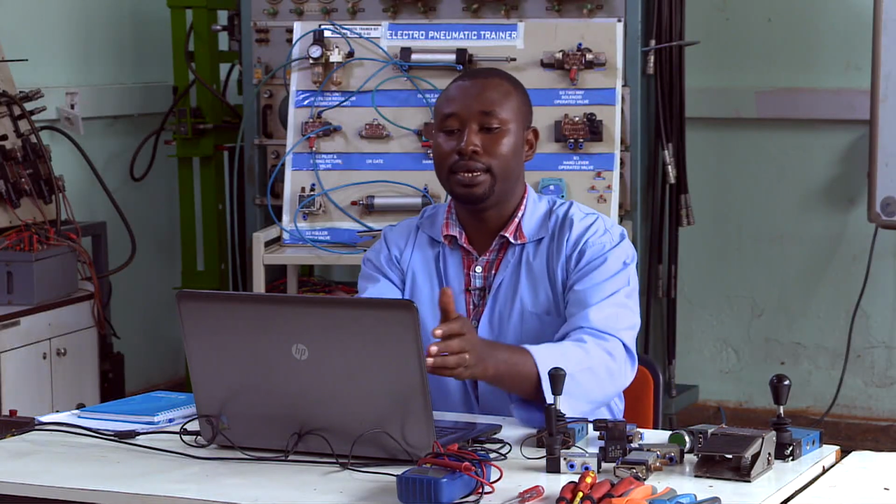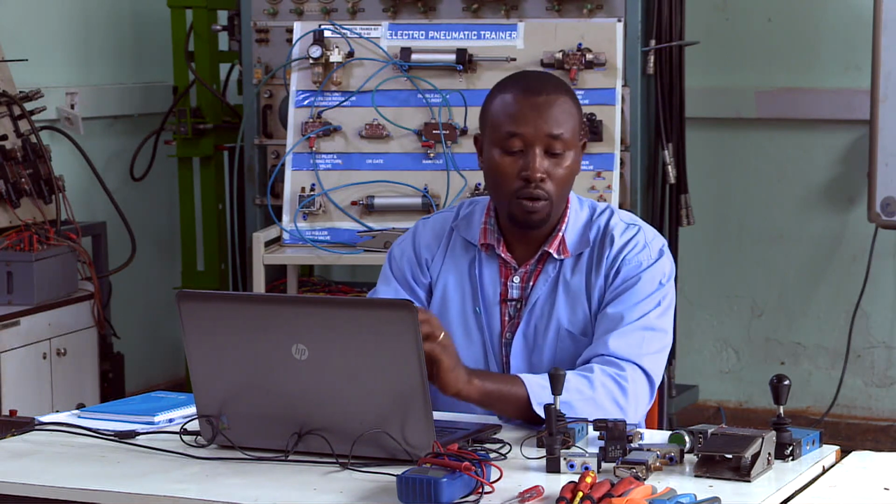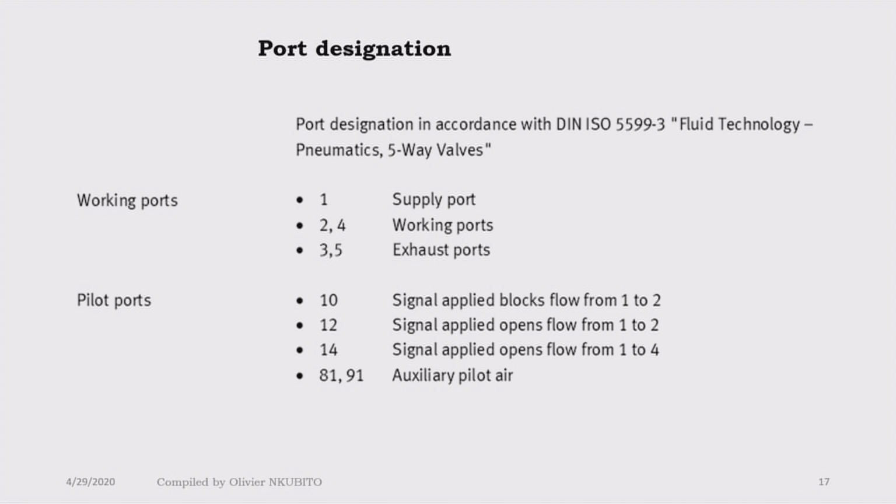And let's see the designation of ports. Always port 1 is the supply port, the center one. Port 2 and port 4, they are cylinder ports, the ones that go to actuators. Port 3 and port 5, they are exhaust ports, the ones that exhaust the air outside.